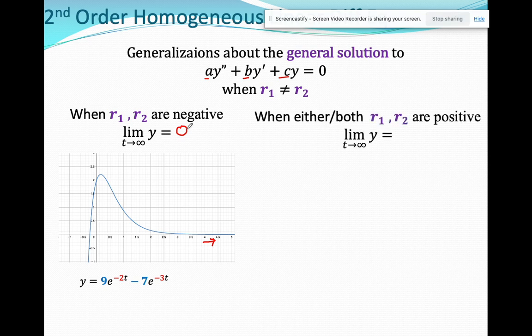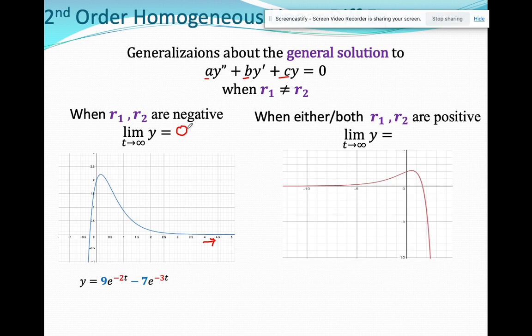When either or both R1 or R2 are positive, I could have some different situations. I could either go to negative infinity or positive infinity. That could be good or bad, depending upon what I'm modeling, right? So, depending upon who's stronger, I could go to positive or negative infinity here.